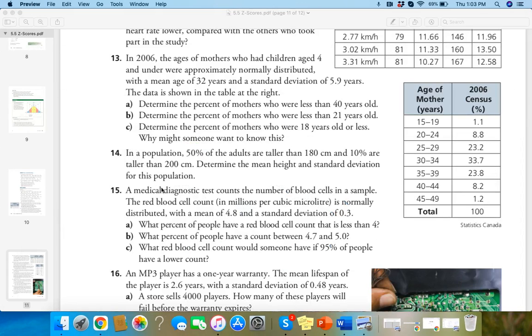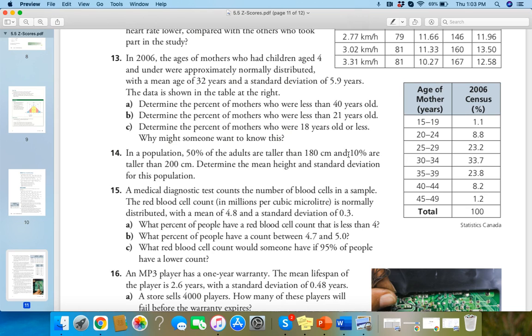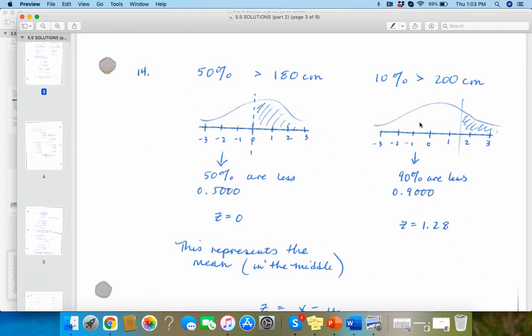Now, the second bit of information they give you is that 10% are taller than 200 centimeters. So be careful of that because what they're telling you is 10% are taller. But if we're going to be able to use our z-score tables and locate this probability, we need to know what is on the left of that line. So, if 10% is on the right, then 90% is on the left. And the probability that we're going to be looking for is 0.9 on our table.